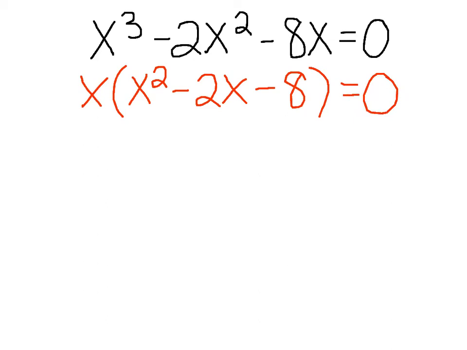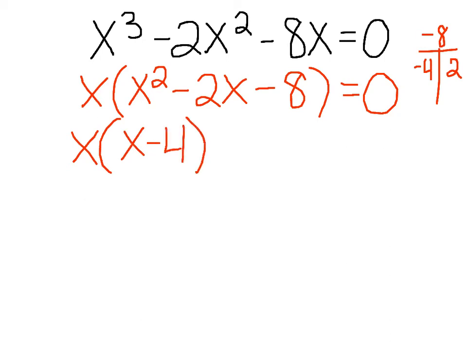Now on the last problem, we divided by the GCF to make things simpler, but we cannot divide by a variable. It's one of those golden rules: don't divide by a variable, never do that. So we have to leave the GCF there for now, and let's just focus on x squared minus 2x minus 8. I'm looking for factors of negative 8 that add to negative 2. Hopefully you're thinking 4 and positive 2. So we have x on the outside, and then x minus 4 times x plus 2 equals 0.